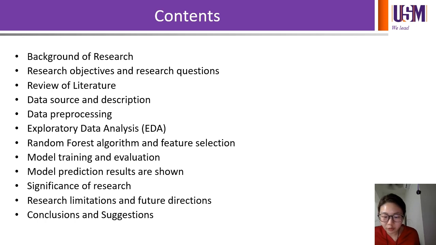My presentation is structured as follows. I first introduce the research background, objectives, and problems. Then the literature review focuses on the related research on ESG and enterprise value. We then discuss data preparation, preprocessing, and insights from exploratory data analysis. The core part is the application of the random forest algorithm for feature selection, model training, and evaluation. After presenting the results, I will explain the significance, limitations, and future direction. Finally, the key points and suggestions are summarized.